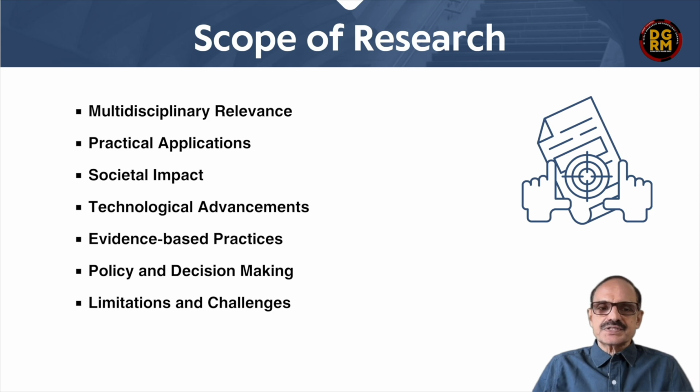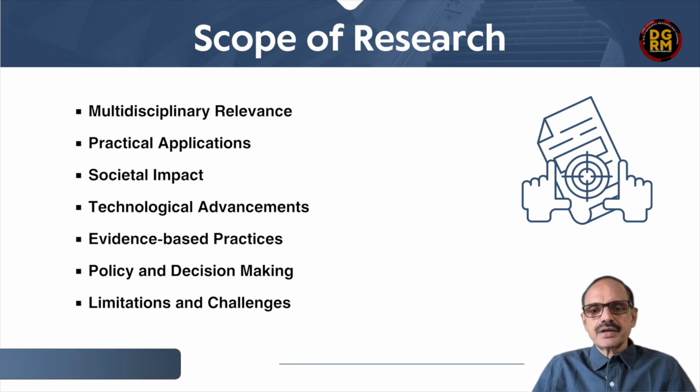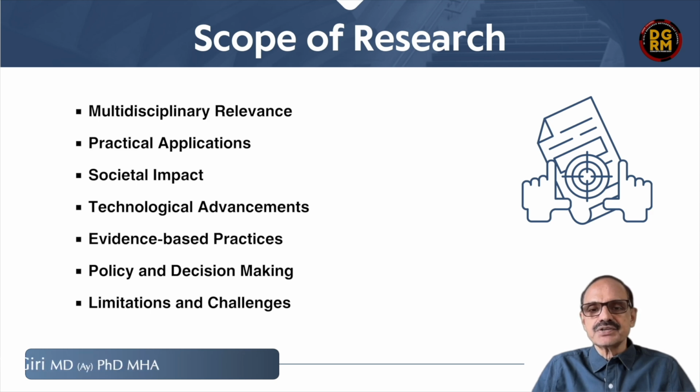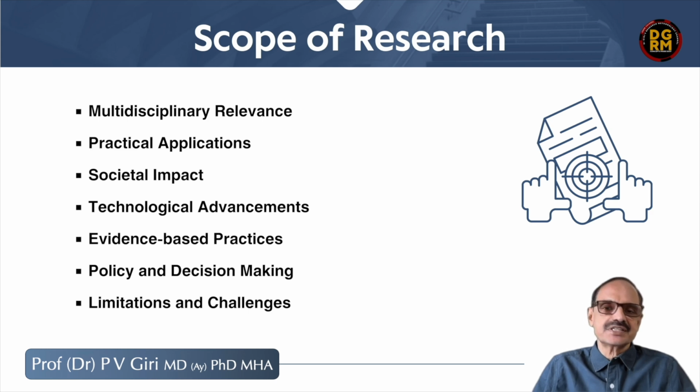Scope of research. I have enlisted some important points like multidisciplinary relevance, practical applications, societal impact, technological advancement, evidence-based practices, and policy and decision making. All these are some of the important scope of research. Why are the objectives and scope important? By defining clear objectives and boundaries, research can achieve meaningful outcomes and foster innovation across disciplines.